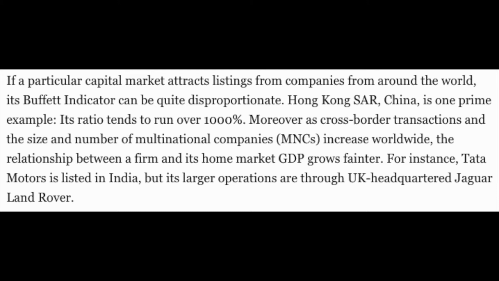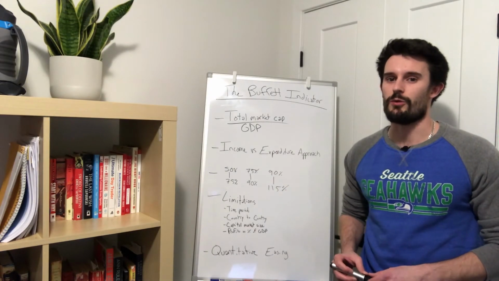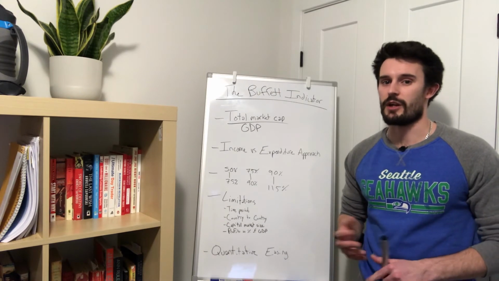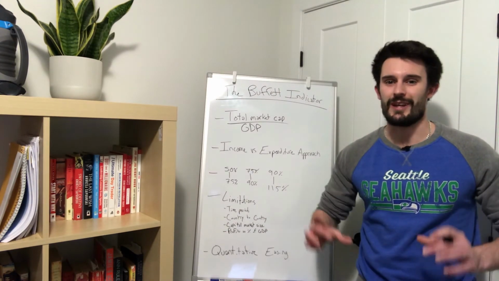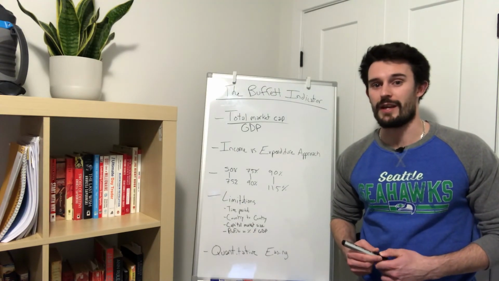And the best case for this is Hong Kong, and their Warren Buffett indicator is over 1,000%, and that's just not a good reflection of what this indicator is meant to do. It's meant to measure the total value of all companies in any given country against its GDP. So like the total aggregate value of all final goods and services that were sold and or produced, right?